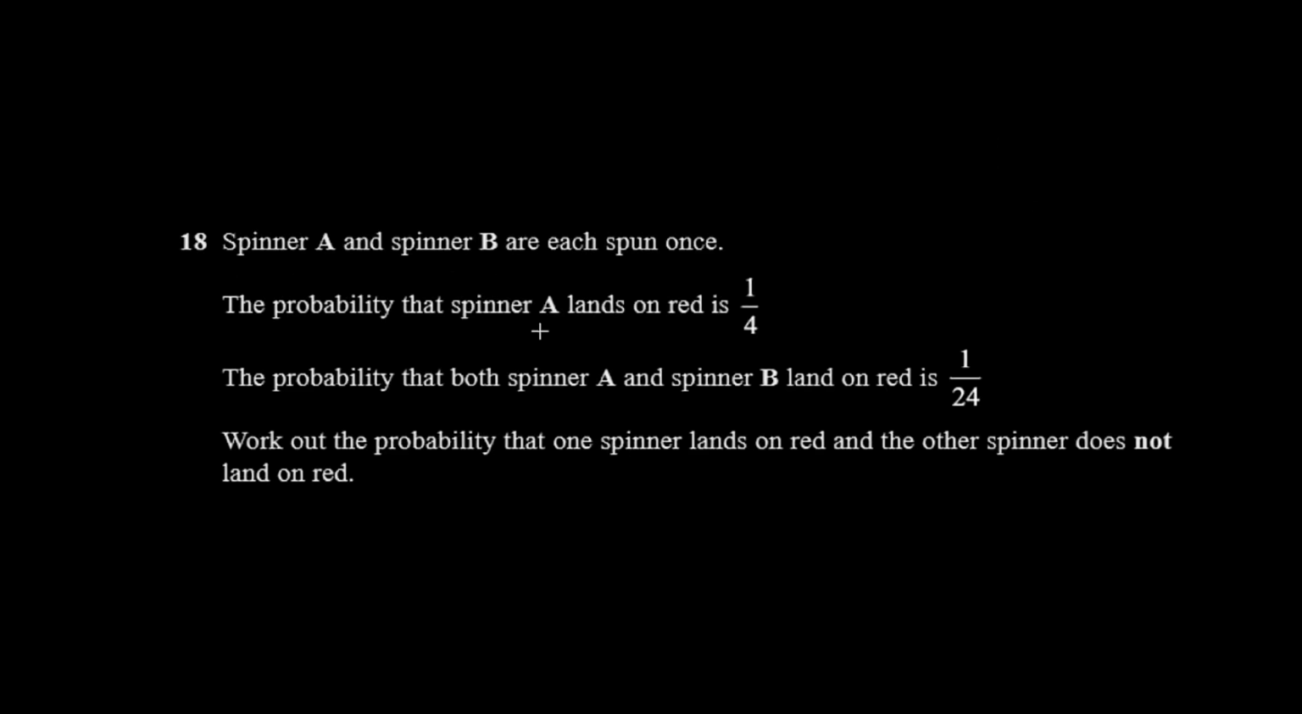Question 18, we've got two spinners and they're each spun once. The probability that spinner A lands on red is 1/4, and the probability that both spinner A and spinner B land on red is 1/24. Work out the probability that one spinner lands on red and the other spinner does not land on red.